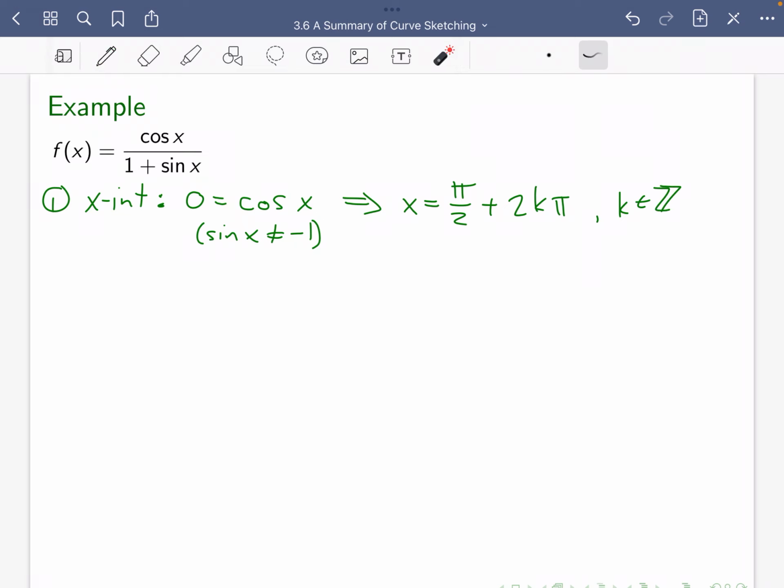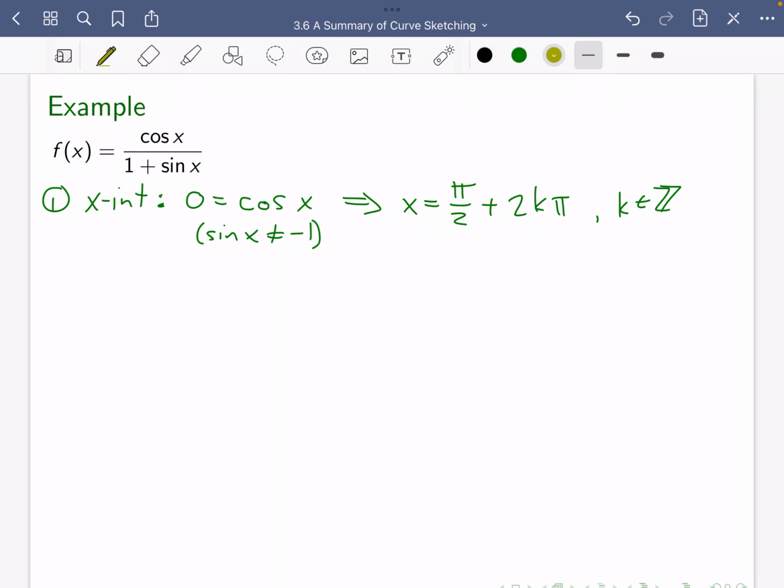Now, why could sine x not be -1? Well, we need cosine x to be 0, but we need the denominator to be non-zero. So we have to throw out anywhere the denominator would be 0. So when x is 3 pi over 2, and every odd multiple of that, we are going to have some kind of cancellation that happens here. All right, so those are the x-intercepts.